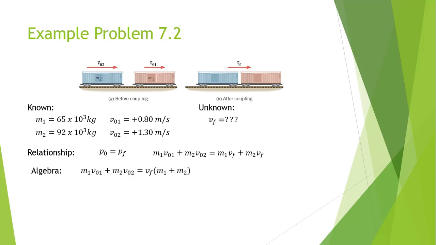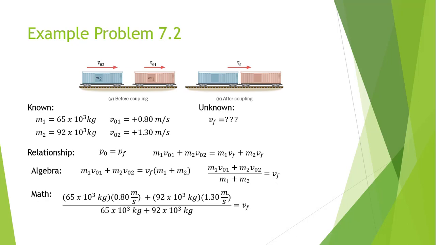So we can do some algebra. We can factor out v final, since it's the same, and divide by the sum of the masses. And so I get v final is equal to the initial momentum of both objects added together divided by the total mass of both objects. So we can plug in my numbers, and I get that v final, the final velocity for both the cars, is 1.1 meters per second.